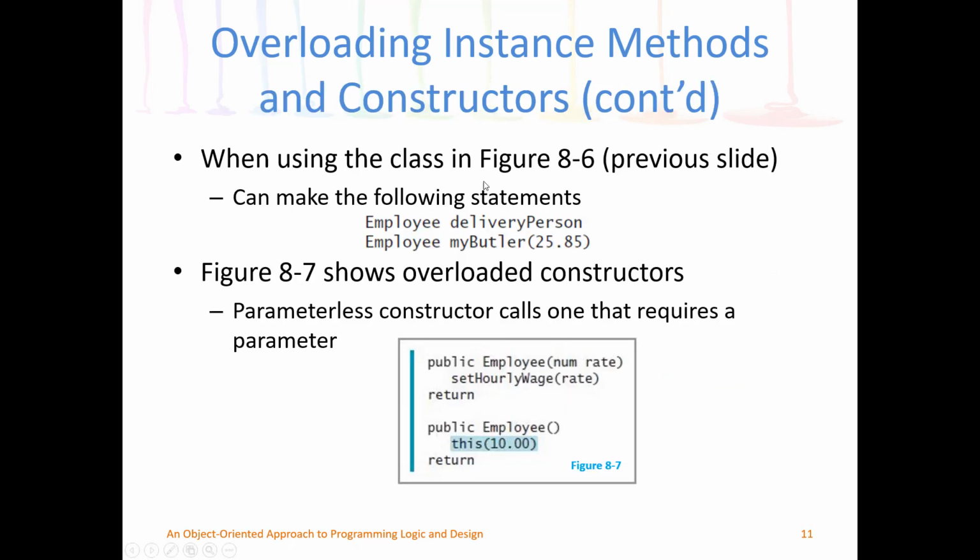And let's see, here's one, delivery person. This is how they set it up in the 117 class. Not quite the way C# or Java does it. But in this one, employee delivery person is the object, employee is the class, no parameter, so it's going to use the constructor with no parameter. It's going to set it to 10 automatically. Employee my butler is the object, it's going to have 25.85 with it. So this is employee 25.85, it's going to set that as the hourly wage.